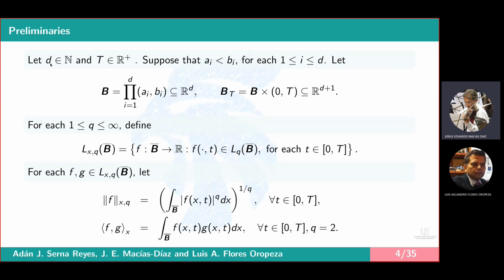D is going to represent the number of spatial dimensions, and T is going to represent some fixed time. B is going to be the spatial domain, which, as you can see, is going to be a D-dimensional box. And B_T is going to represent the space-time domain. L^q is going to represent the typical L^q space, the Lebesgue space. In other words, it's going to represent a set of functions f such that for every t, f with t fixed belongs to the L^q space. I'm going to introduce the classical q norm and also the Euclidean norm for when q is equal to 2.